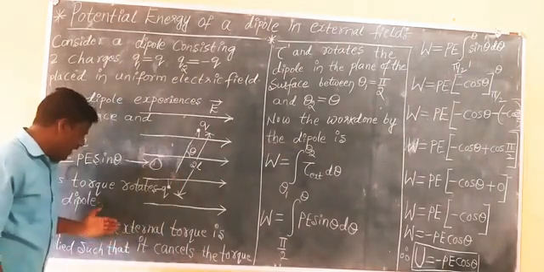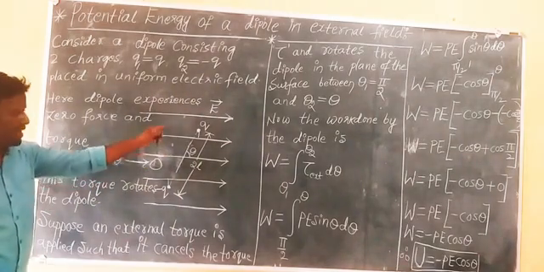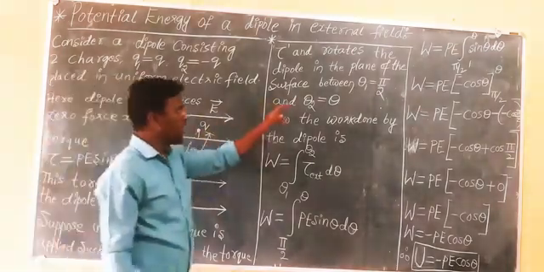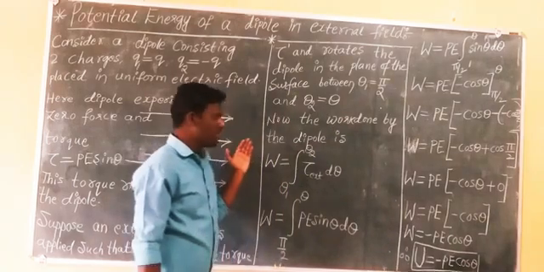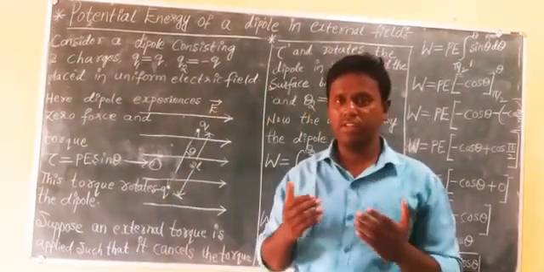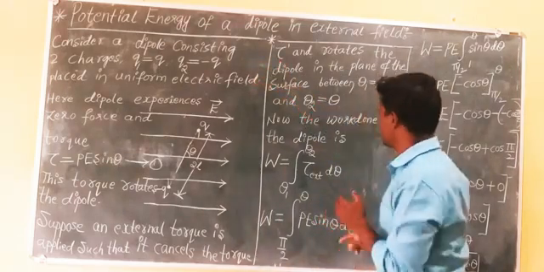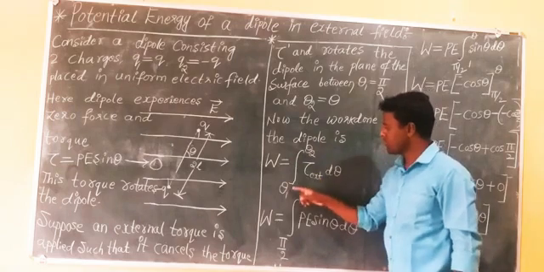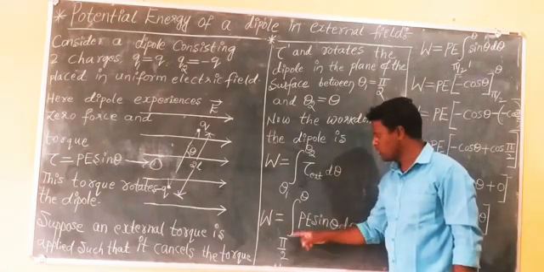If you are applying an external torque which is able to cancel the effect of the internal torque acting on the dipole because of this electric field, and the external torque also rotates the dipole between two angles, theta 1 equals pi by 2 and theta 2 equals theta, then the work done is, here work done means the external torque is rotating the dipole, so it is doing some amount of work. That work done is itself the potential energy of the dipole. So we are calculating the work done: W equals integration from theta 1 to theta 2 of tau external d theta.